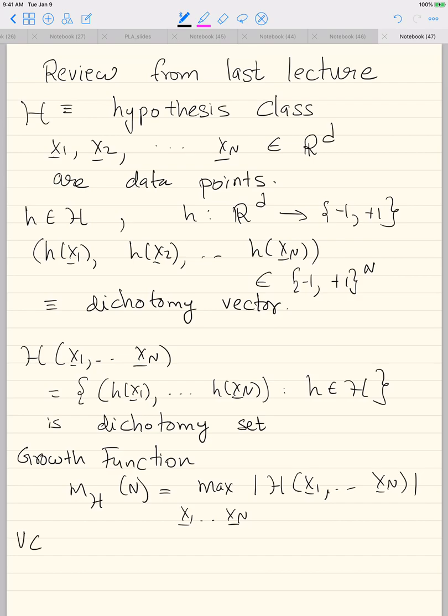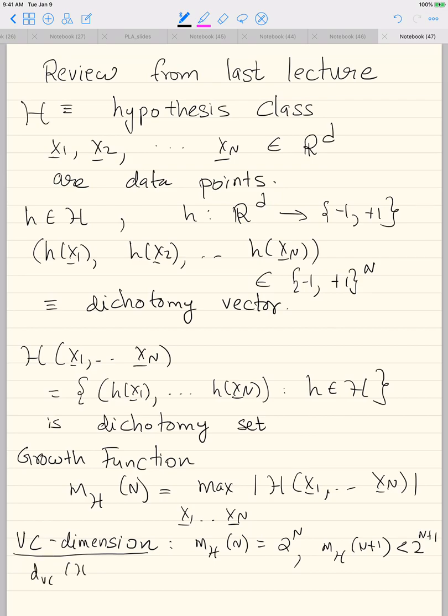And then we define the VC dimension, the Vapnik-Chervonenkis dimension. It says that if m_H of n equals 2 to the n and m_H of n plus 1 is strictly less than 2 to the n plus 1, then the VC dimension equals n. The VC dimension is basically the maximum number of points for which the growth function equals 2 to the n. We call this shattering.